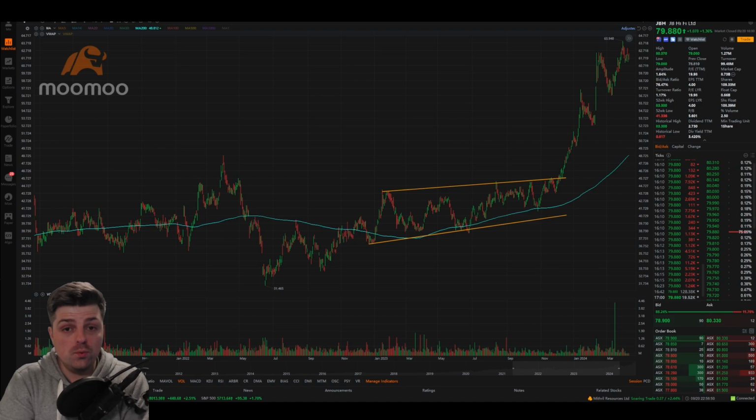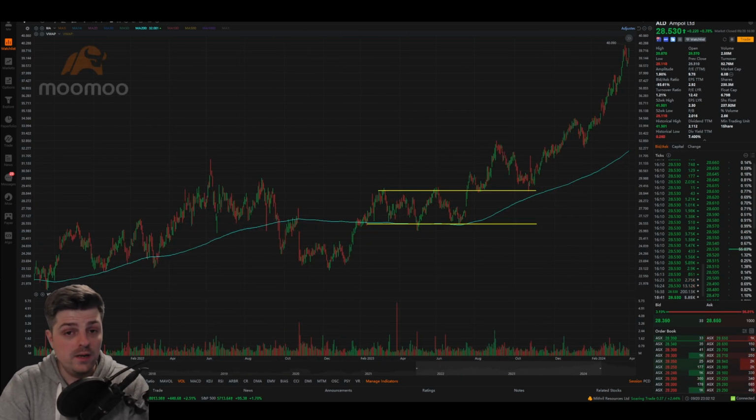Here we have a more recent example of JBH forming a channel whilst also trading above the 200 moving average. A combination of chart patterns working together to produce a nice breakout to the upside. And here we have another example of a stock holding above the 200 moving average whilst forming a sideways channel, then producing a fantastic breakout.